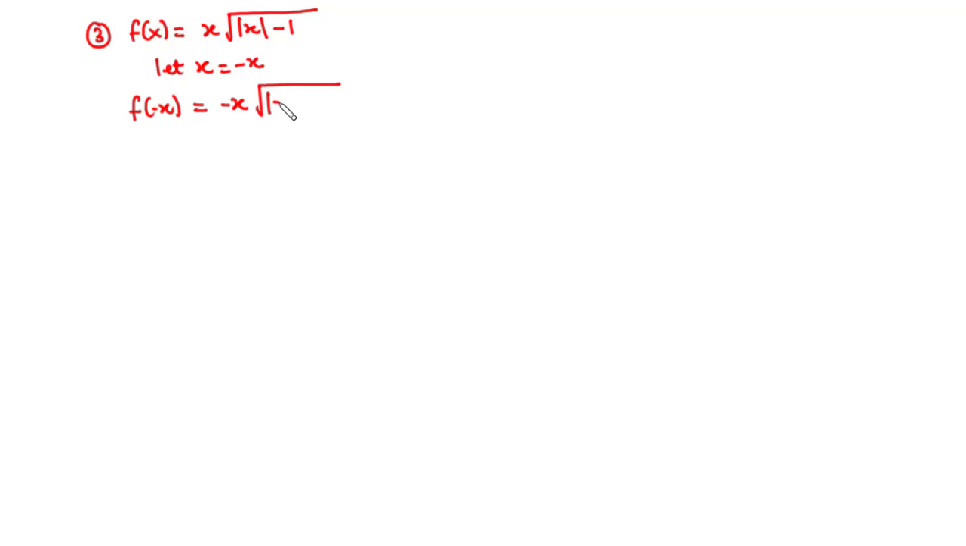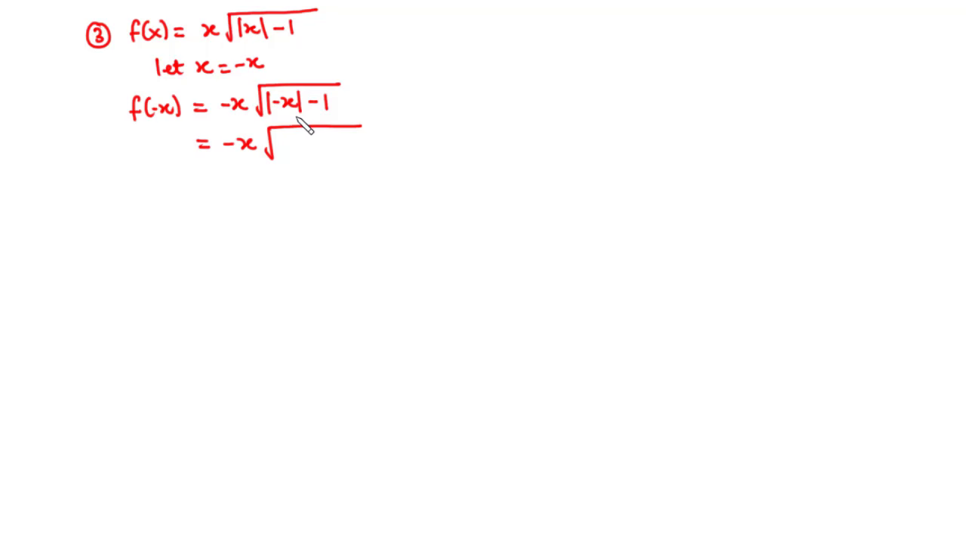So for question 3, we have f of x equals x times the square root of the absolute value of x minus 1. So let x equals negative x, and then we have f of negative x equals negative x times the square root of absolute value of negative x minus 1. So we have negative x square root of, now absolute value of negative x is equal to the absolute value of x. So let's say absolute value of negative 2 is equal to 2, and that is equal to the absolute value of positive 2.